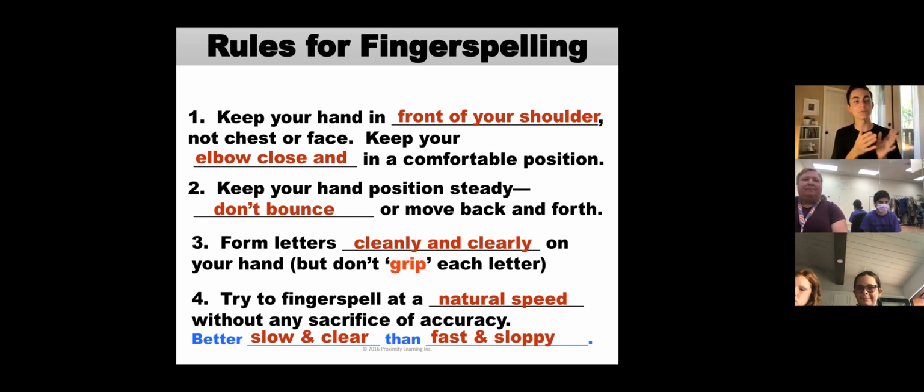All right, and then try to fingerspell at a natural speed without sacrificing the accuracy. So that means you can go nice and steady and slow. Sometimes, and I know you guys are going to get really good at fingerspelling, you want to go super fast. When I did Cinderella with Christopher, Rupert, Wind, it had to go very fast because people on stage were talking very quickly. But in certain contexts, we want to go faster. Generally, we want to be nice and steady and slow so the person watching can understand clearly.